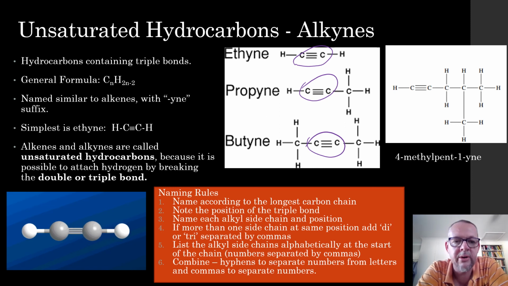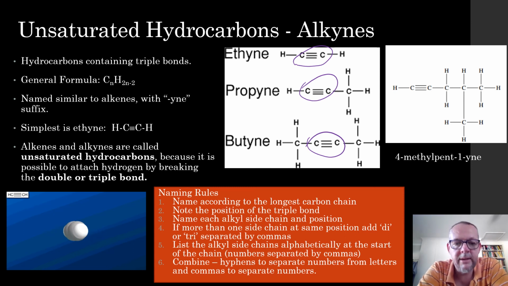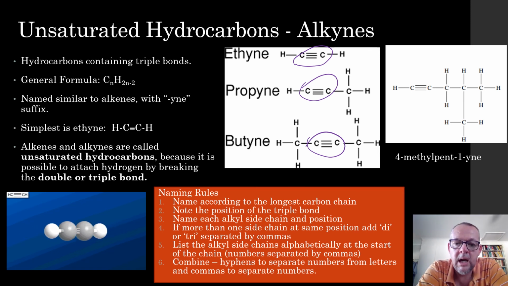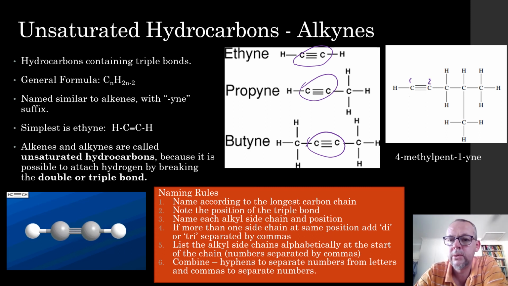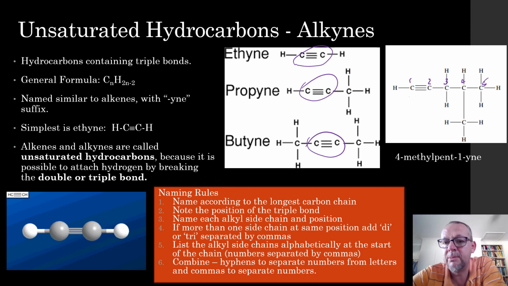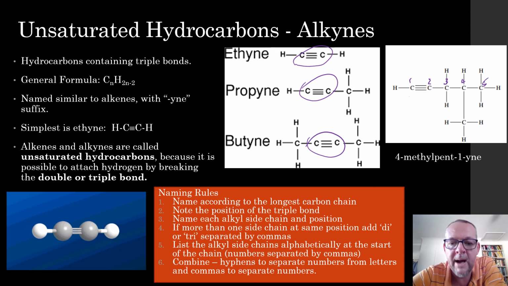Now the simplest is ethyne, which is C2H2. Alkenes and alkynes, remember, are called unsaturated hydrocarbons because it's possible to attach a hydrogen by breaking that double or triple bond. Now the naming rules: you name according to the longest carbon chain. So if we have a look up here, 1, 2, 3, 4. You can either go 5 down here or 5 there. It doesn't really matter. Then we know that this is going to be some sort of pentyne. Note the position of the triple bond. It's in the first one, so it's going to be a pent-1-yne.